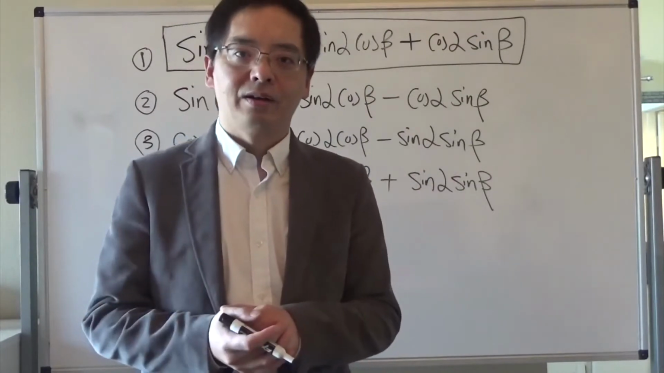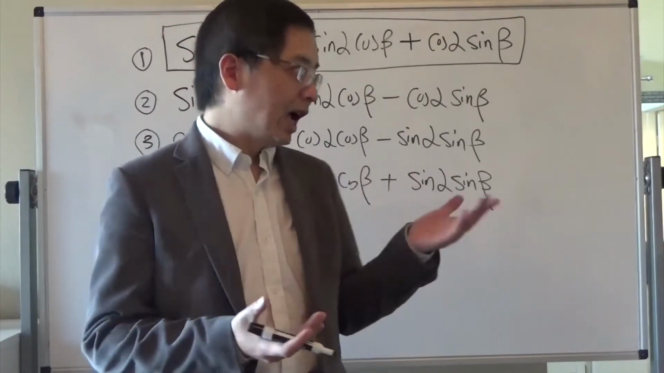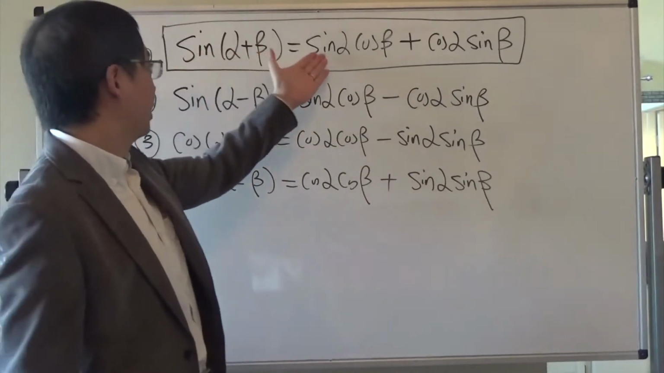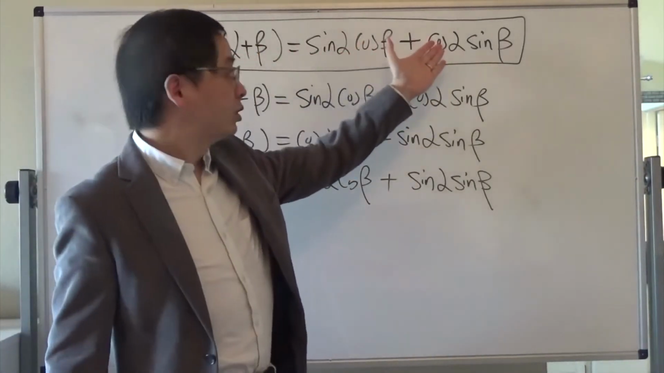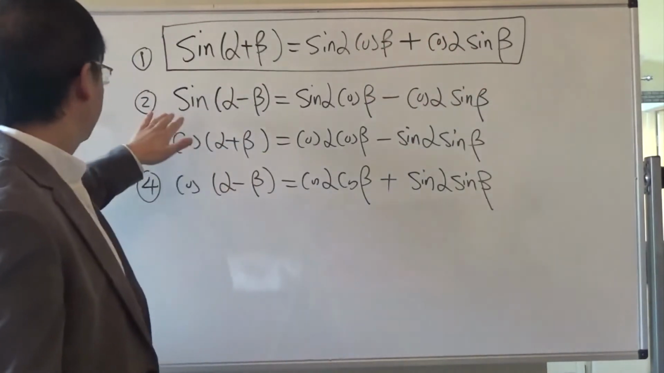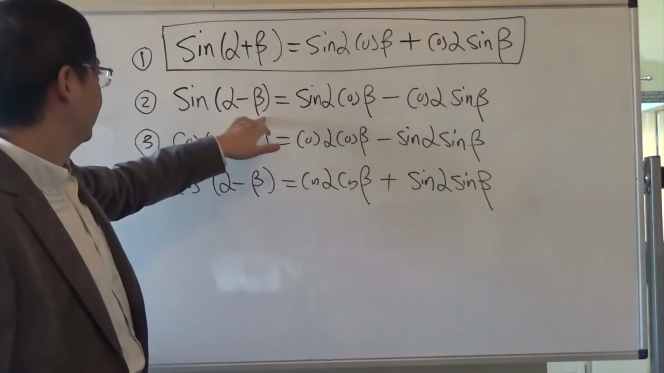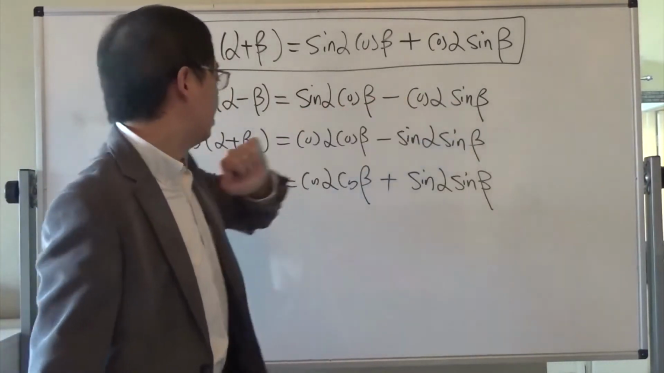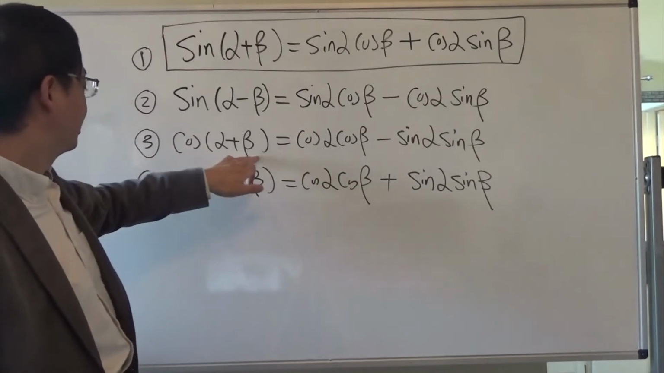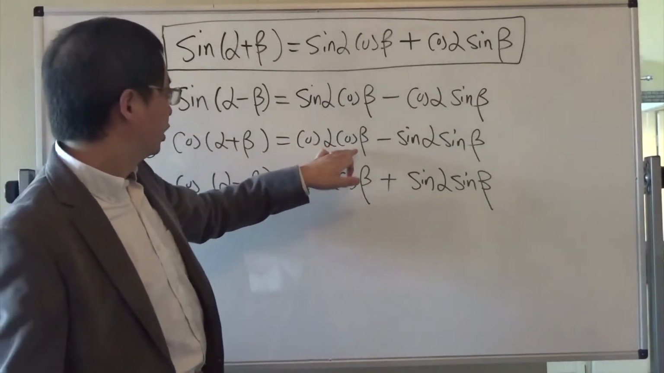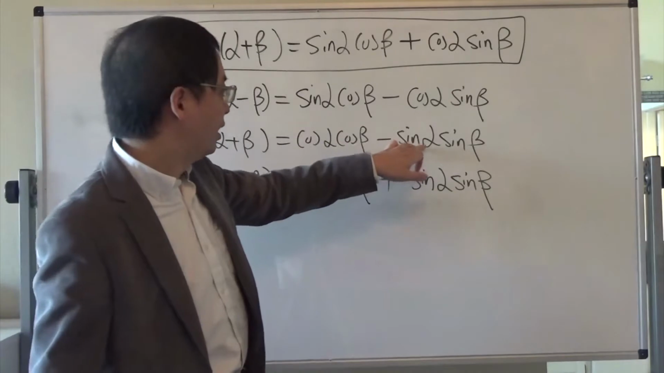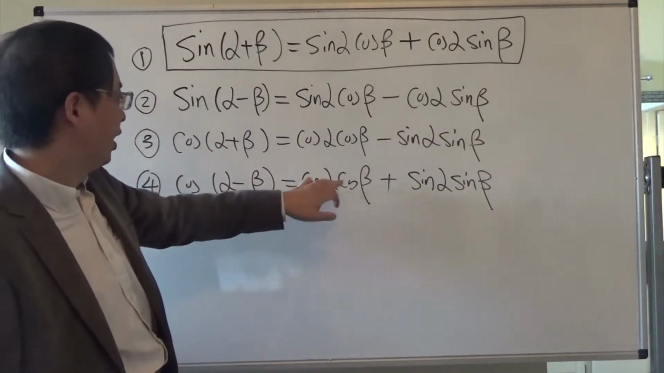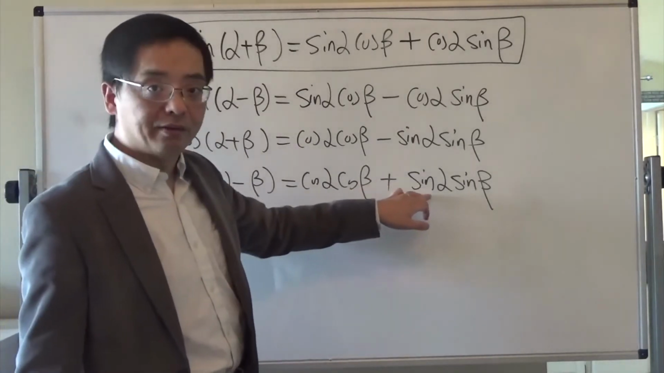Now, let's see the other sum and difference formulas for sine and cosine. We have proved sine alpha plus beta equals sine alpha cosine beta plus cosine alpha sine beta. And sine alpha minus beta equals sine alpha cosine beta minus cosine alpha sine beta. And cosine alpha plus beta equals cosine alpha cosine beta minus sine alpha sine beta. And cosine alpha minus beta equals cosine alpha cosine beta plus sine alpha sine beta.